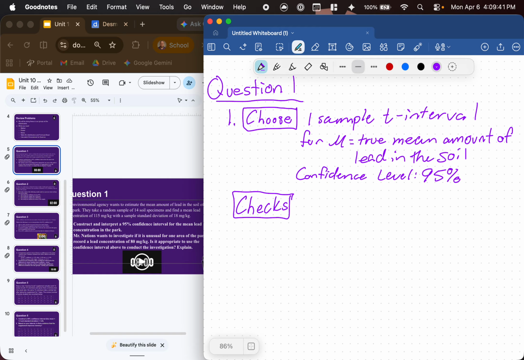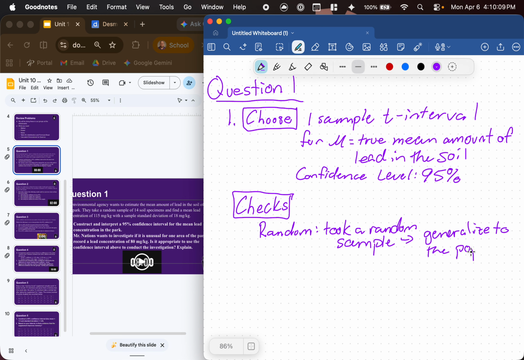So we have 3 things here. Our first one is random. Was this a random sample? Yes. And we can just state that by took a random sample. Why do we care about that? So we can generalize to the population.